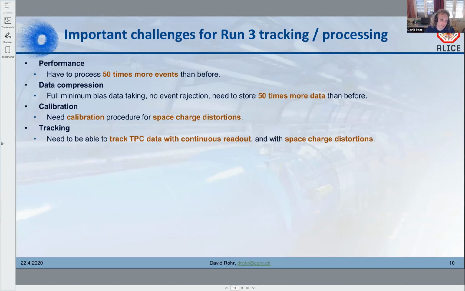So to summarize, the biggest challenge we have is basically the performance. We have to process 50 times more events than before. And because we store all the raw data, all the minimum bias data, we also have to store 50 times more data than before. The calibration needs to account for the space charge distortions in the TPC that I mentioned. And then the tracking will be more complicated because it has to account for these space charge distortions as well, and it has to be able to treat a continuous readout from the TPC.